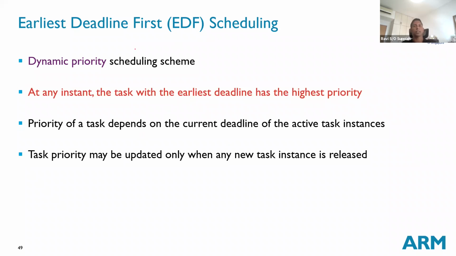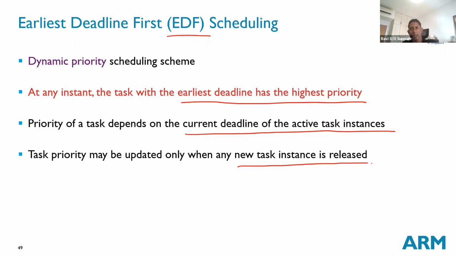One such scheduling is what you call the EDF, the earliest deadline first scheduling. That means the task with the earliest deadline will always be given the highest priority. The system will look at the current deadline of all the active tasks, and as and when a new task instance is released, it will decide what the priority levels of the current task and the new task should be. So it is a dynamic, on-the-fly decision.